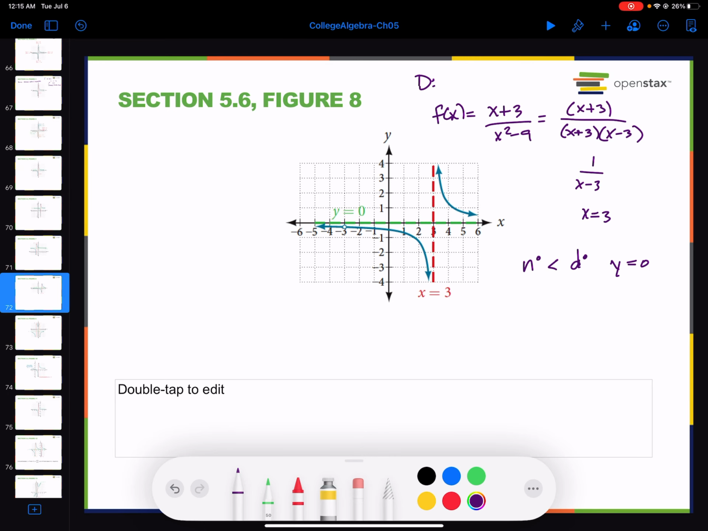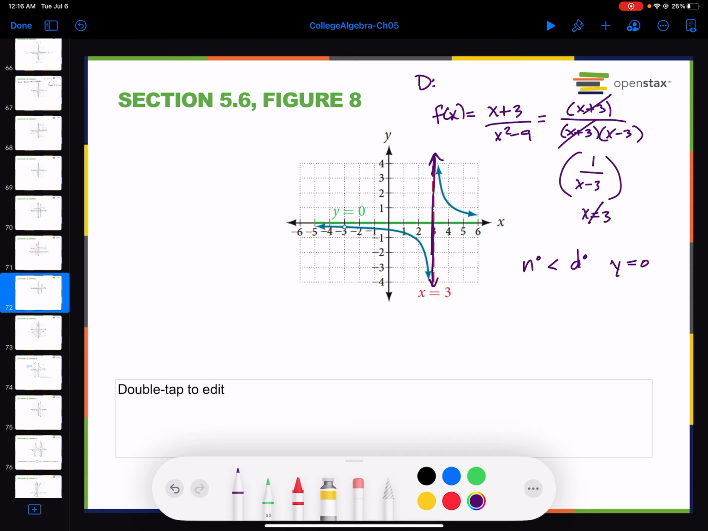Here's another example of our function x plus 3 divided by x squared minus 9. So factor that out if possible. And because these factors are reducible, we end up with 1 over x minus 3. So we don't want x to equal 3, which means that our vertical asymptote is going to be at x equals positive 3, which you can see here.